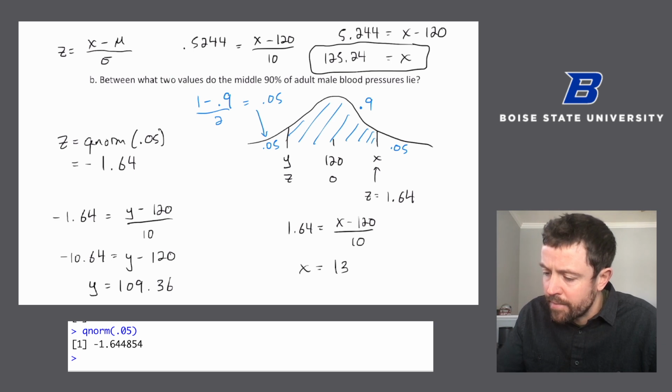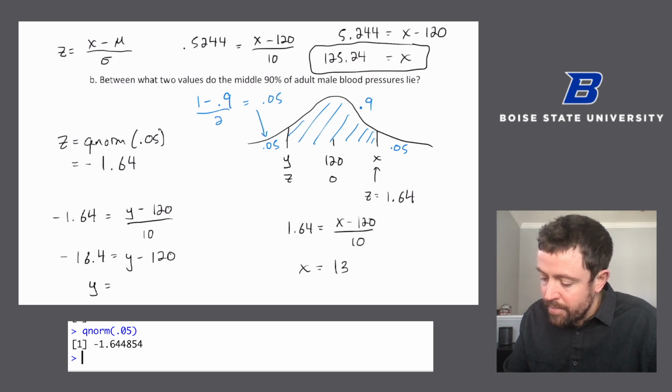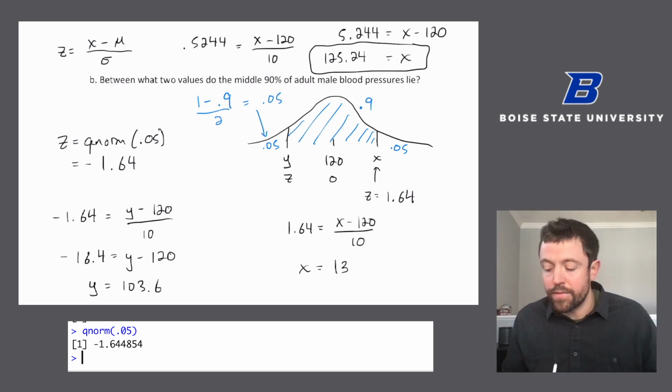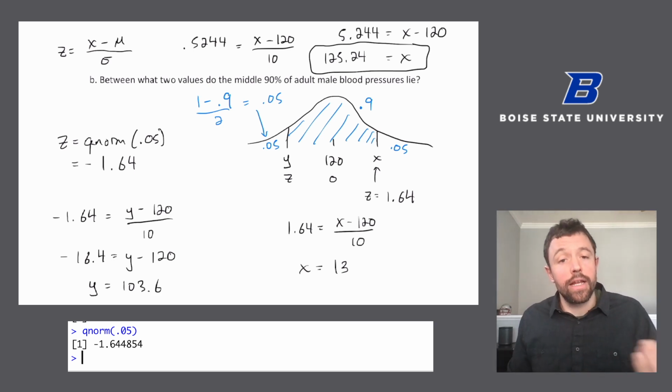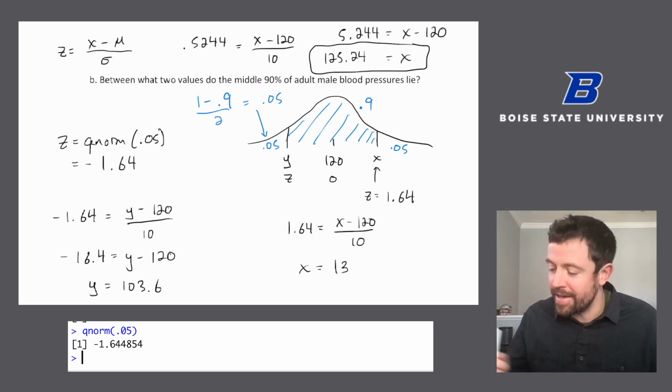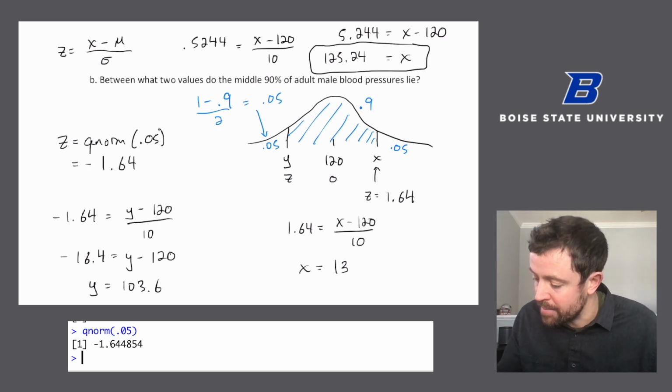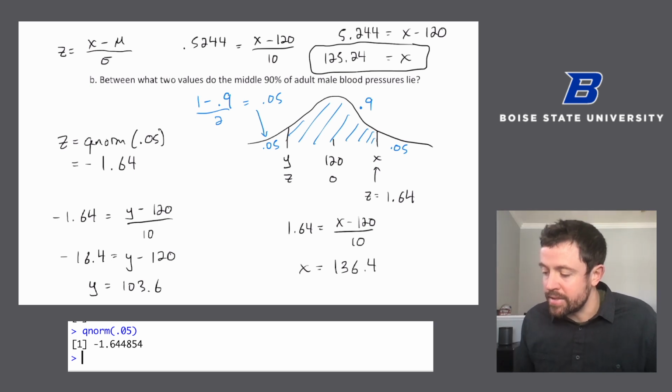Ooh, I messed this up, didn't I? I'm realizing I made an error. It doesn't really matter, but I made an error in the y value. We don't want that. So let's fix that. Somehow, as much as I was saying that you can multiply and divide by 10 in your head, apparently I cannot multiply and divide by 10 in my head. So there's always some value in actually typing things in. And so we get x is 136.4.